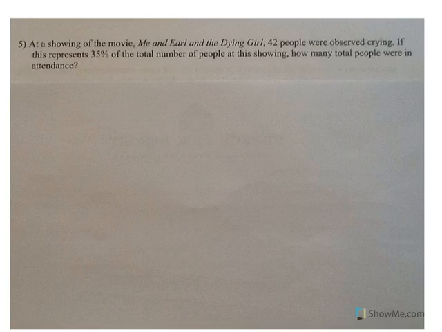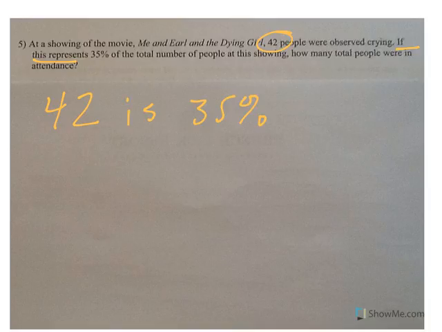Now, when I get to story problems, this is where you have to think a little bit more. And sometimes it helps to just put it into words. So at a showing of the movie Me and Earl and the Dying Girl, 42 people were observed crying. I've never seen it, so I have no idea on this. If this, that refers to this 42, so I'm starting with 42. 42 is 35% of the total number.